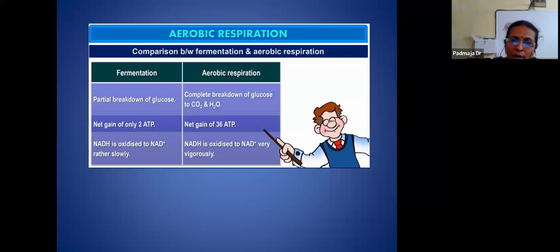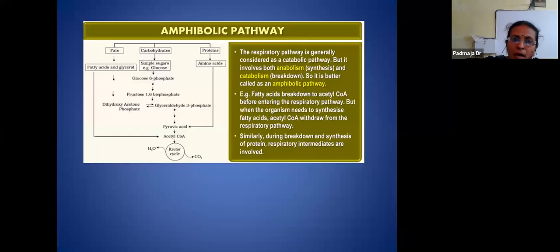And here complete breakdown of glucose will be taking place, and the net gain is 36 ATP molecules. Now, some may ask why the citric acid cycle is called an amphibolic pathway. See here, these are the substrates: the fats, the carbohydrates, and the proteins.